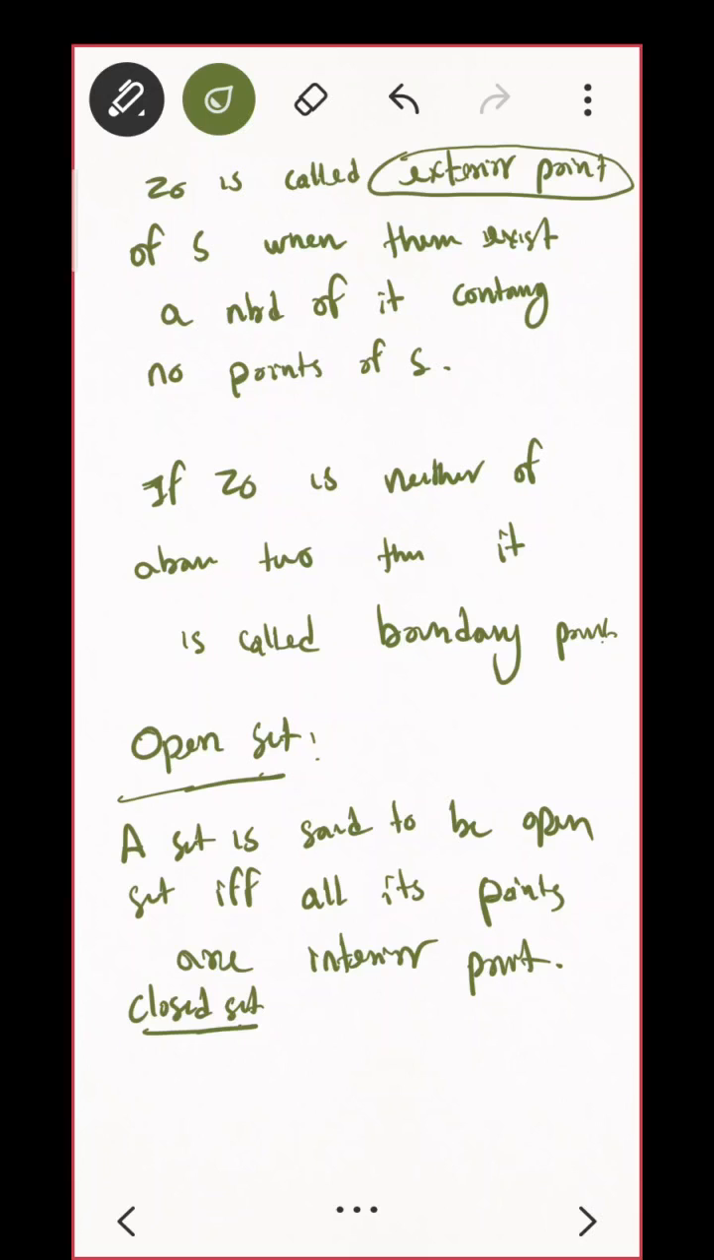What about anything else? What about this set? 0 is less than mod z is less than or equal to 1. What about this set? Is this set open set, closed set, or something else? What about this set? Whether it is open, closed, what is it?